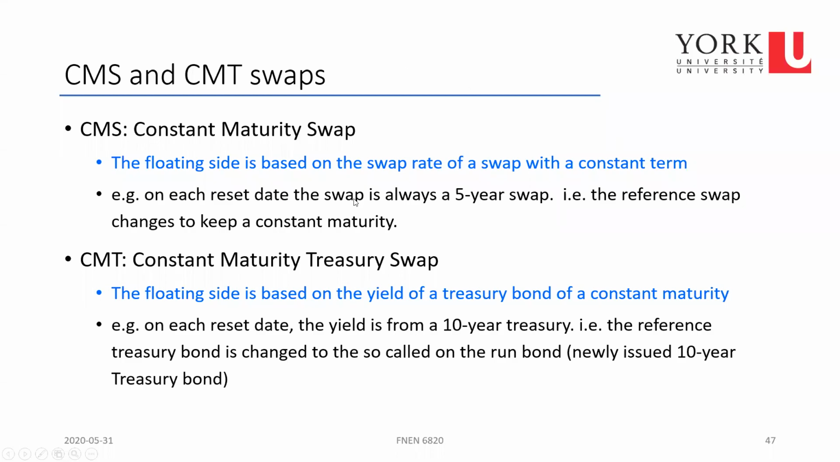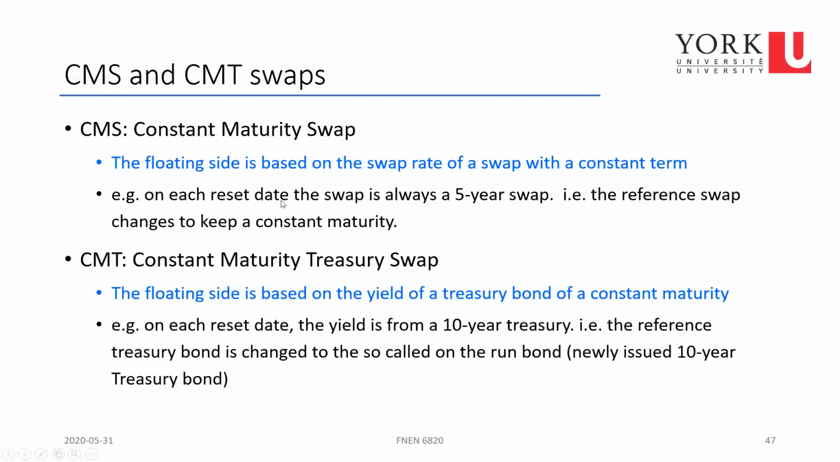Let's now take a look at CMS and CMT swaps. A CMS swap is a constant maturity swap. So basically, you have a swap where the floating side is based on the swap rate of a swap with a constant term. For example, at every reset, your payment is determined by a 5-year swap.